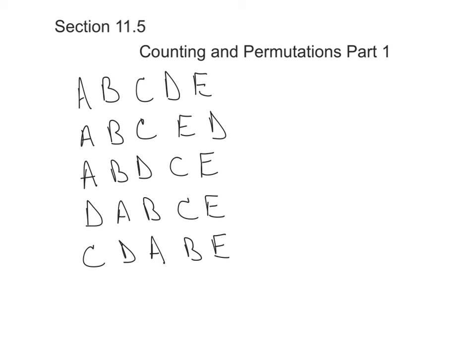I want to know what the total number of orders is that these 5 people can be arranged in. Well, instead of listing all the possible situations, let's look at each event individually.